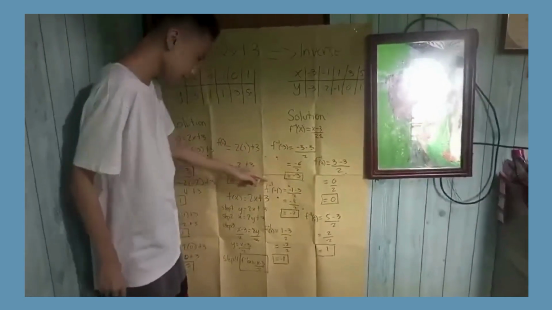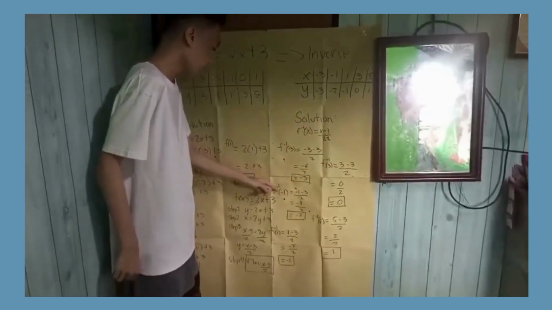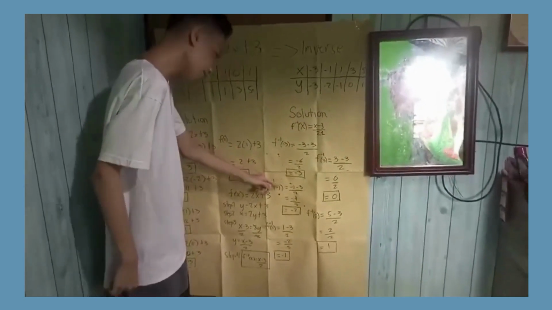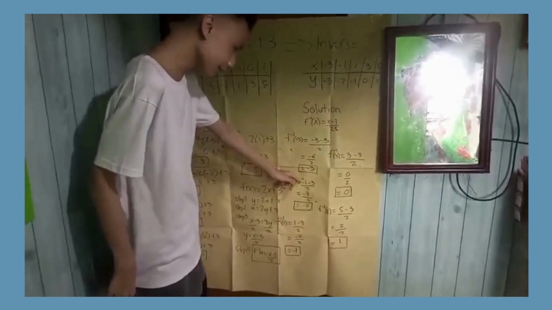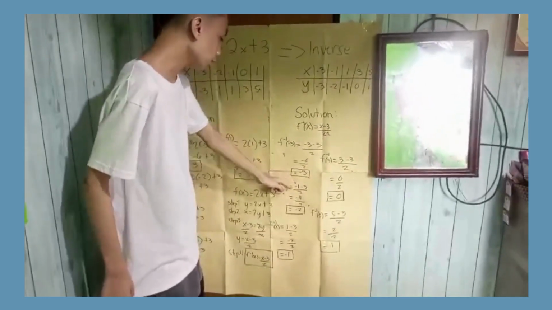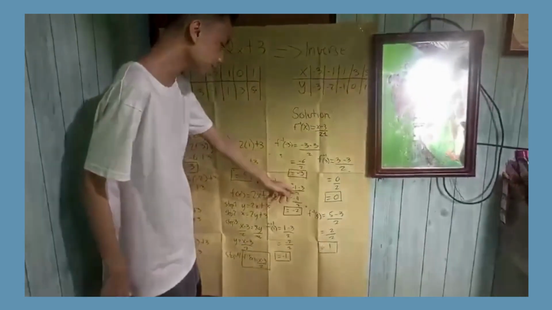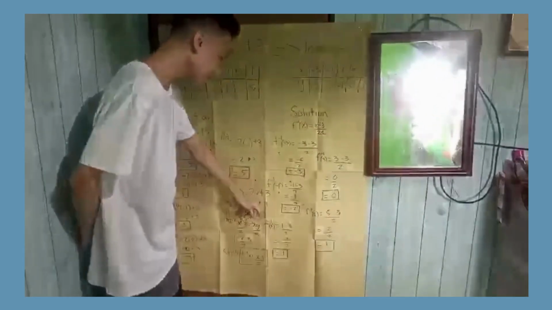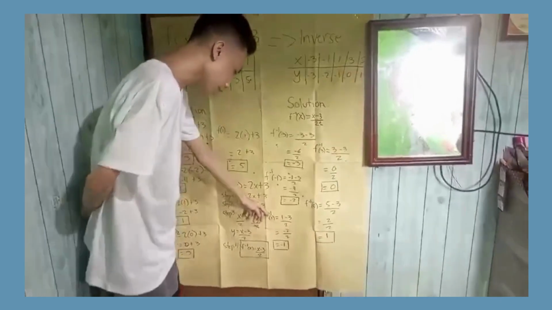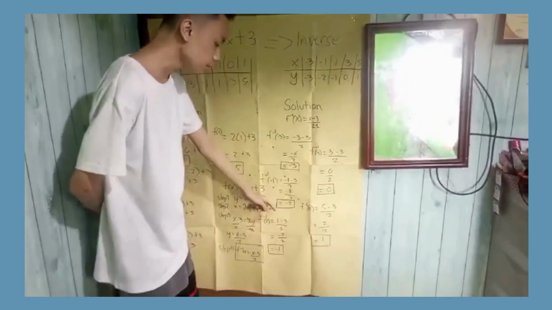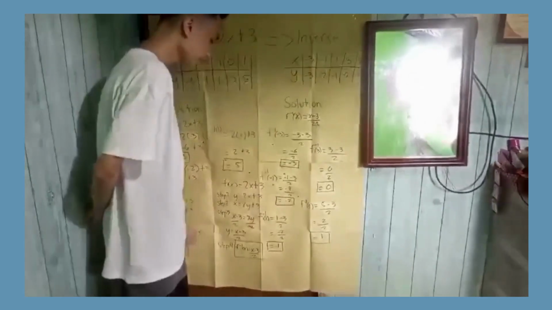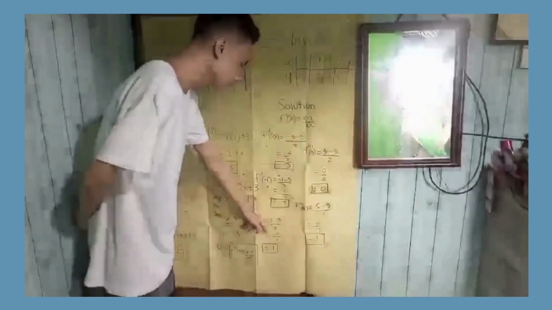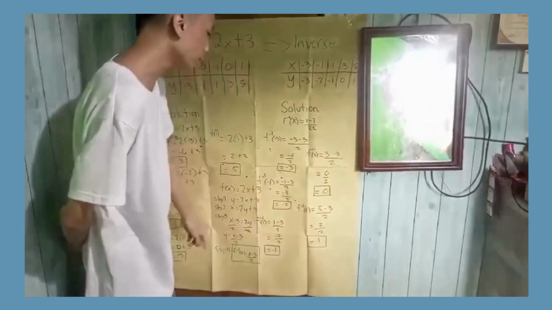f raised to negative 1 of negative 1 equals negative 1 minus 3 over 2, equal to negative 4 over 2, equal to negative 2. f raised to negative 1 of 1 equals 1 minus 3 over 2, equal to negative 2 over 2, equal to negative 1.